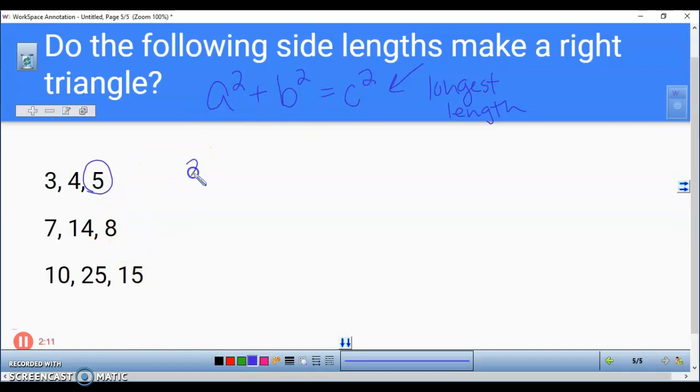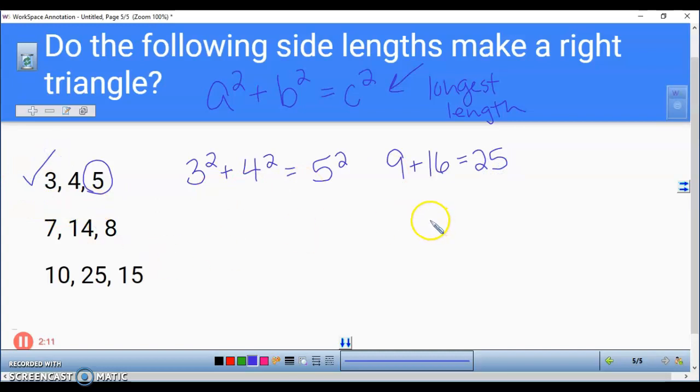So I can just plug these in. 3 squared plus 4 squared and check to see if that equals 5 squared. Well, we literally just did this exact problem. So 3 squared is 9. 4 squared is 16. That does equal 25. That means this is a right triangle. And you could still use the shortcut here if you like it. Remember, the shortcut was the square root of the legs squared. So this will be 3 squared plus 4 squared, and check to see if that equals 5.